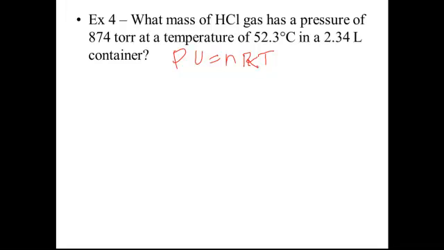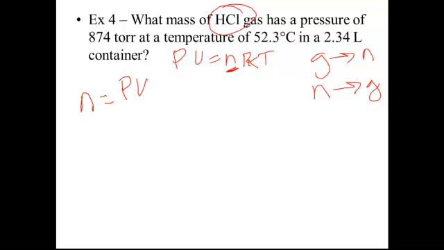But we do know that previously we have converted grams to moles. So then technically we could convert moles back to grams. So in this case, if we can get our moles, then we can convert our moles to our grams using the molar mass of hydrogen chloride gas. So that's what we're going to do, is we're going to find moles. So we're going to divide both sides by RT. So n equals PV over RT.